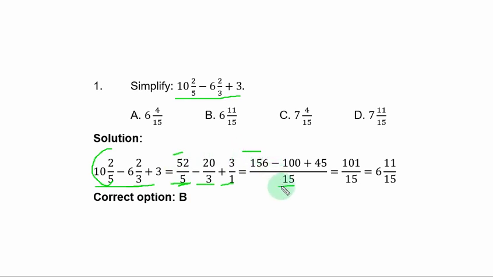156. The same, 15 divided by 3, you have 5. 5 times 20, that is 100. 15 divided by 1 is 15, times 3, you have 45. If you subtract and add, you have 101 over 15. This answer is not in the options, so you convert it to a mixed fraction and you have 6 11/15. B is the correct option.